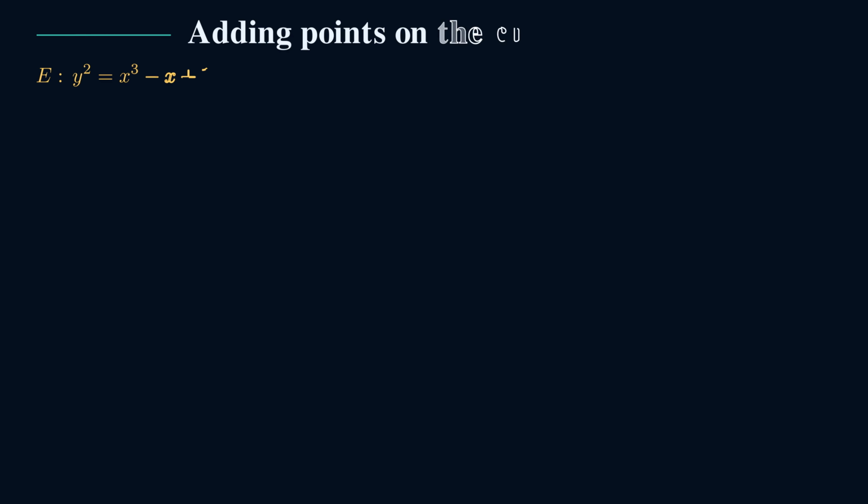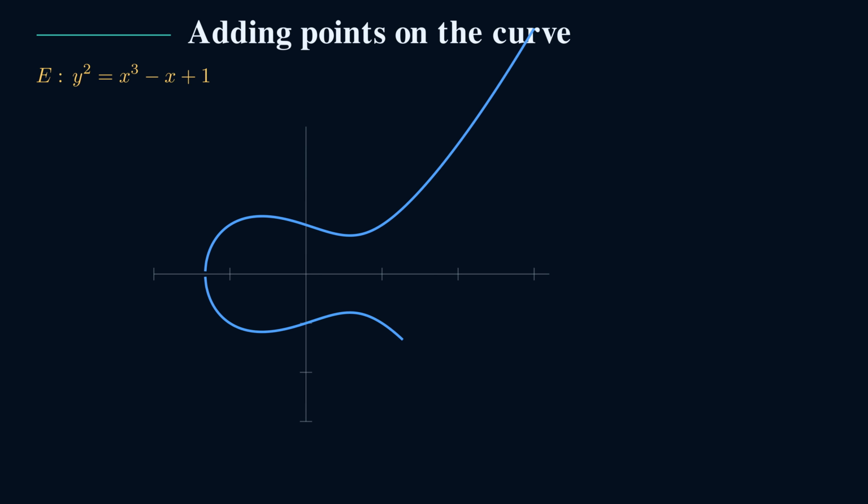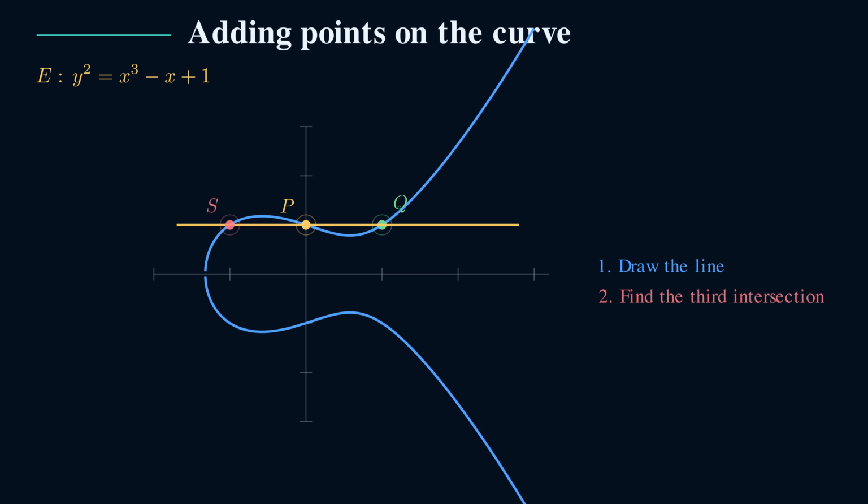Now for the remarkable part. The points of an elliptic curve can be added. To add P and Q, draw the line through them. A line intersects a cubic in 3 points, counting multiplicity. Call the third intersection S. Then reflect S across the x-axis. The reflected point is P plus Q.